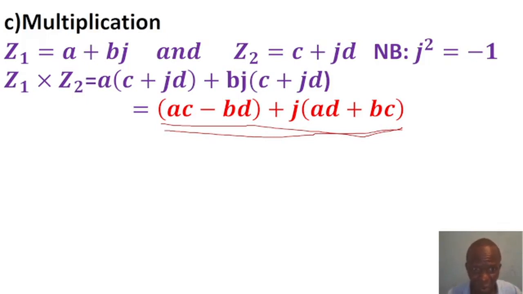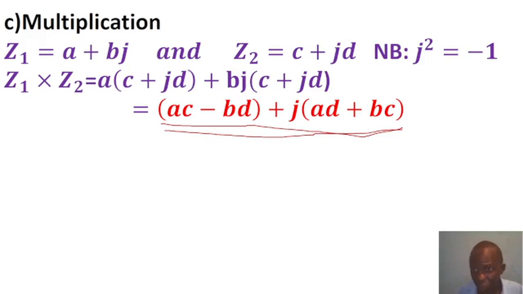Just identify what a is. a is for z1, the first complex number. It is the real part, and b is the imaginary part of the first number. c is the real part of the second number, and d is the imaginary part of the second number.